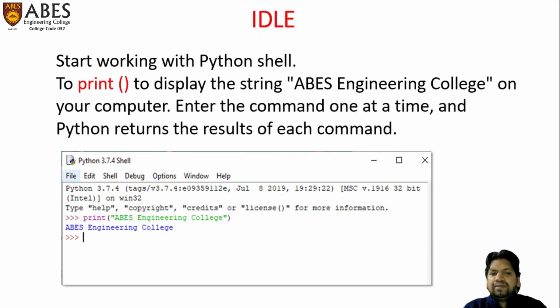For example, you wrote here print ABES Engineering College, and you will see in blue letters there ABES Engineering College. It will be the output of Python for what you asked it to print.